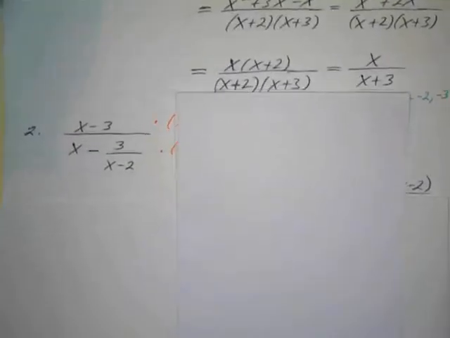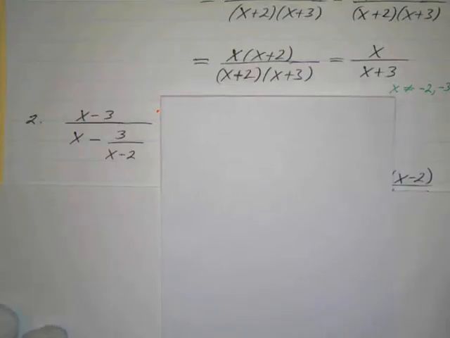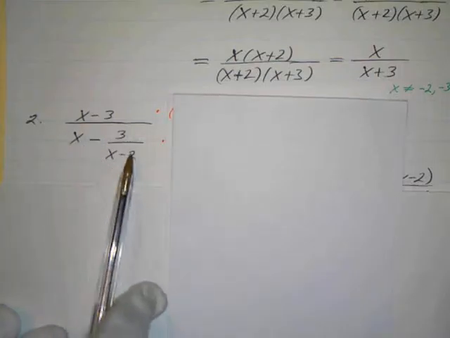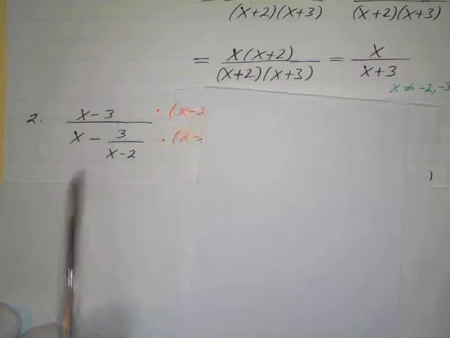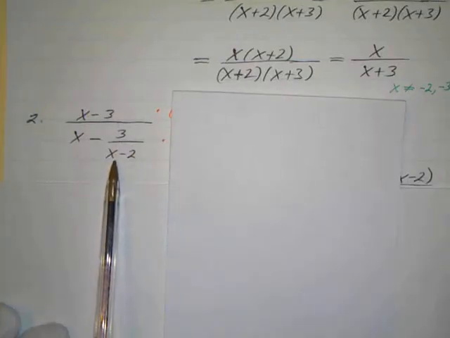Let's try the next one, number 2. And again, I work these out, give a little space because it saves a little bit of time, because it takes a little bit of time to download these videos if they're real long. So I kind of worked them out already. So x minus 3 over x minus 3 over x minus 2. So this is the fraction that makes it a complex fraction. So that's my only denominator, x minus 2.